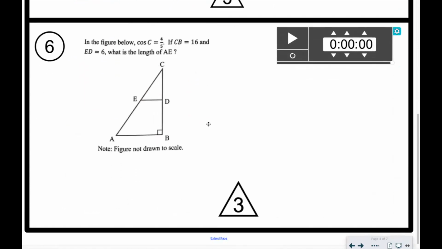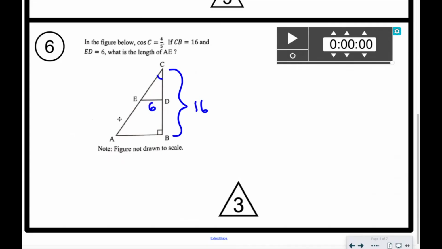On we go. So here we are given the cosine of C. I'm going to hold off before I write that. I'm going to put in the other information first. We're given CB just because it's a ratio and I don't know that it's 4 and 5, so I want to be really careful about that. So CB is definitely 16. ED is definitely 6, and we want the length of AE.